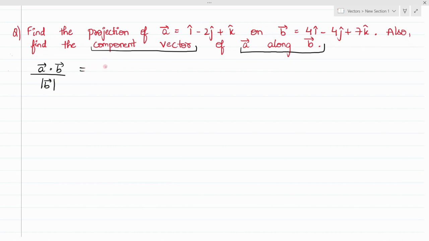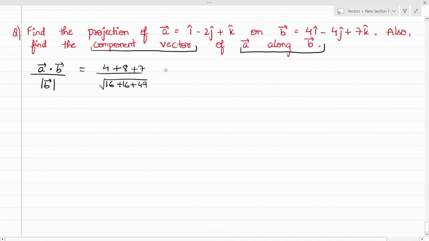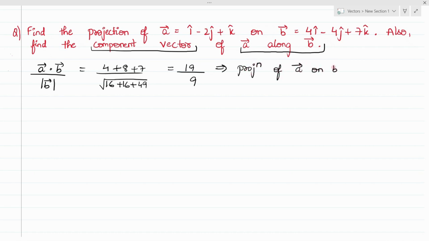A dot B is nothing but just multiply its coefficients. 1 into 4, it becomes 4. Minus into minus plus, 4 2s are 8, plus 7. The magnitude of B is root of 16 plus 16 plus 49. It becomes 12 plus 7, that is 19, upon root 81, that is 9. So this becomes the projection of vector A on B.